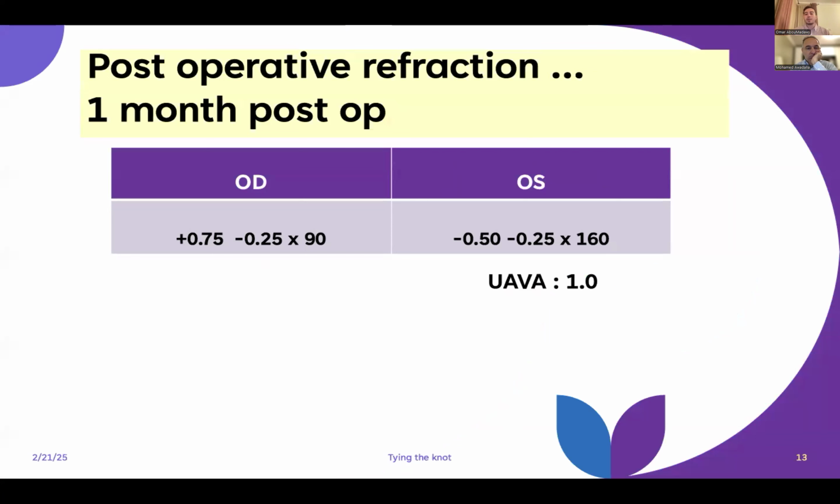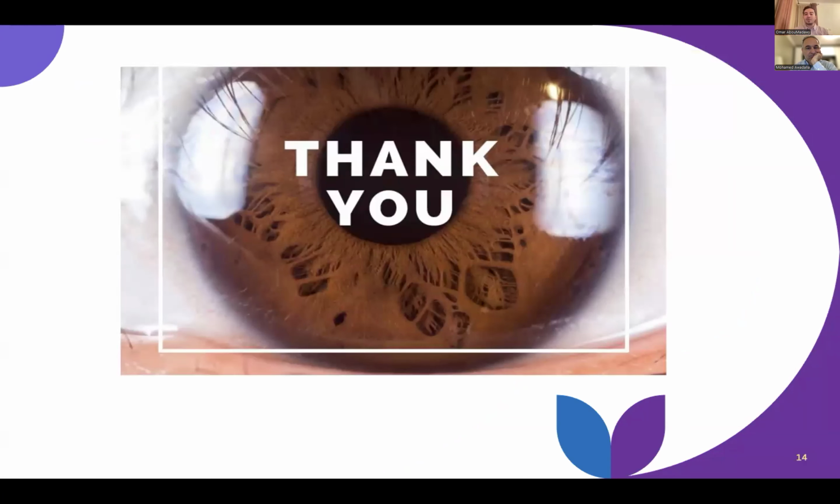The post-op refraction in his left eye was minus 0.5 sphere, minus 0.25 cylinder, and his unaided visual acuity is 1. I chose the name "On Cloud 9" for this case because at the end of the case, me and the child were both on cloud 9, and I would like to thank you all so much. Thank you, Dr. Omar, for a very nice presentation, and we are happy as well as you and the child.